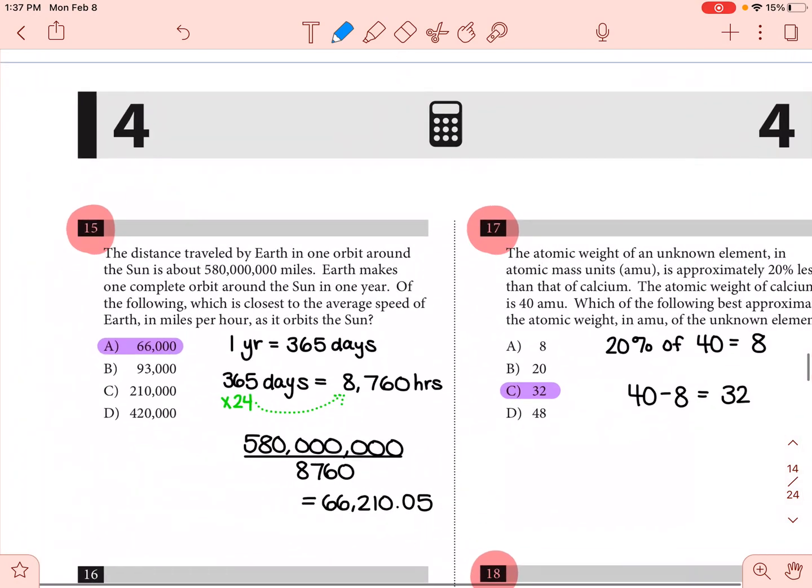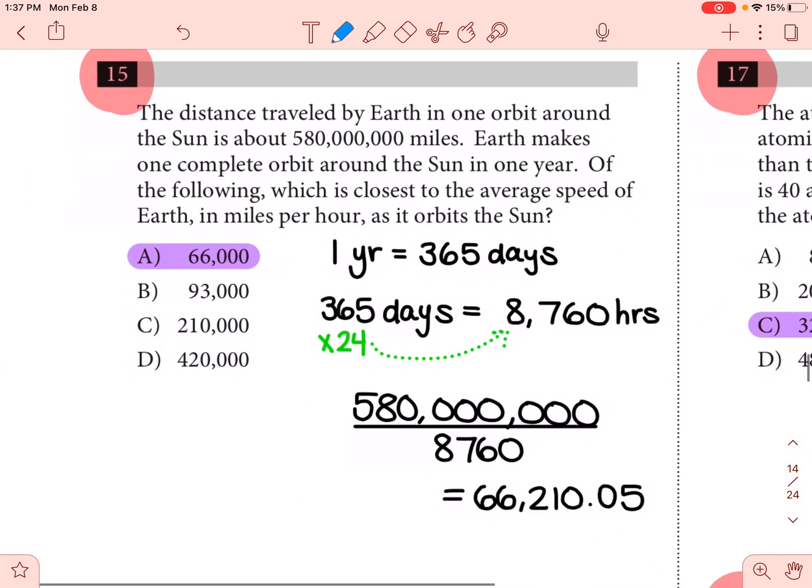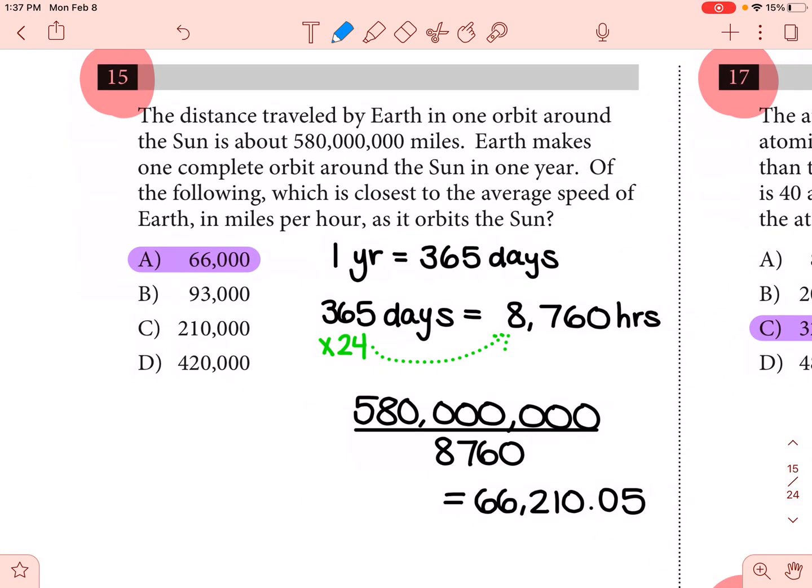So let's go on to number 15. This says the distance traveled by Earth in one orbit around the sun is 580 million miles. The Earth makes one complete orbit around the sun in 1 year. Of the following, which is the closest to the average speed of Earth in miles per hour? Okay, so here's the math. The answer is A, but here's why.